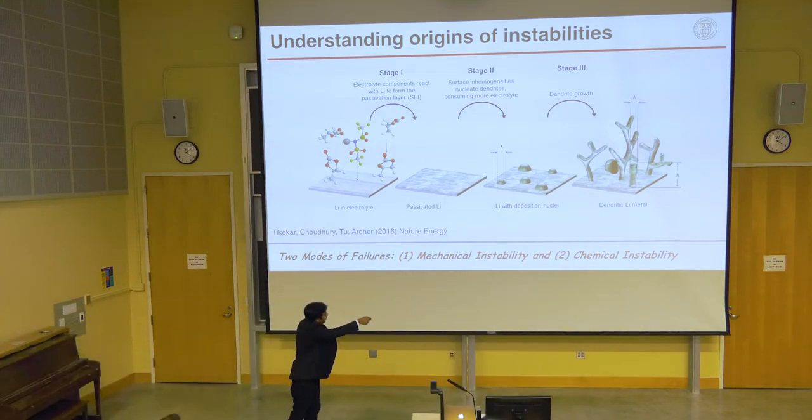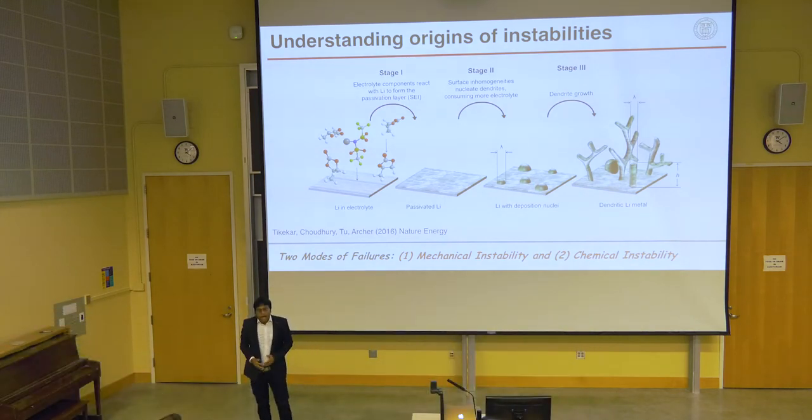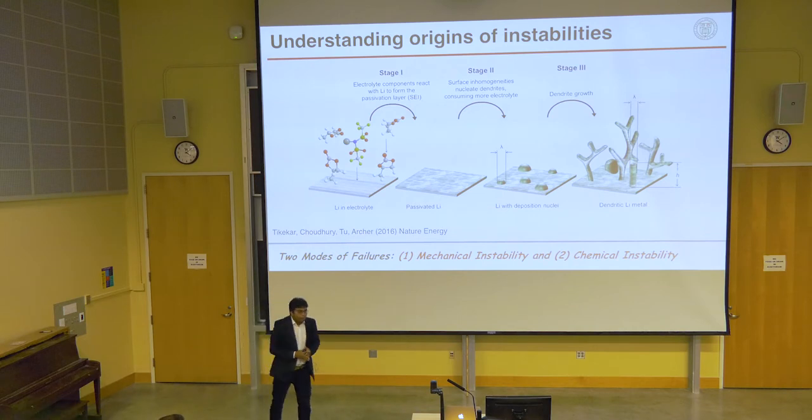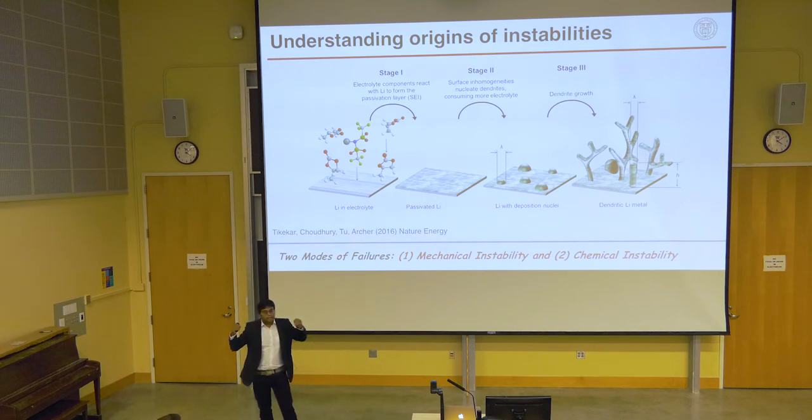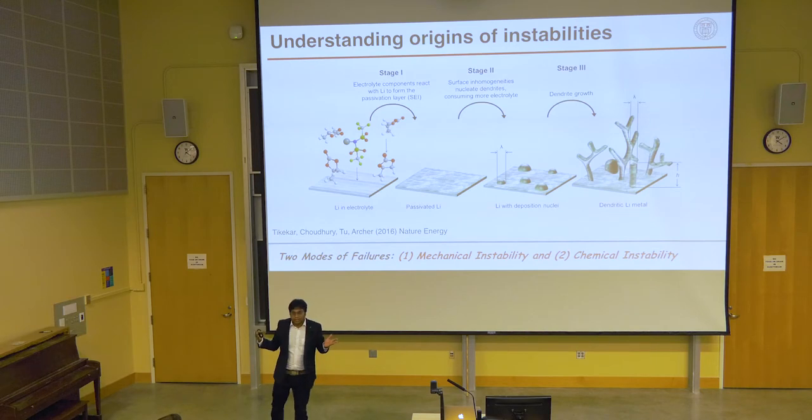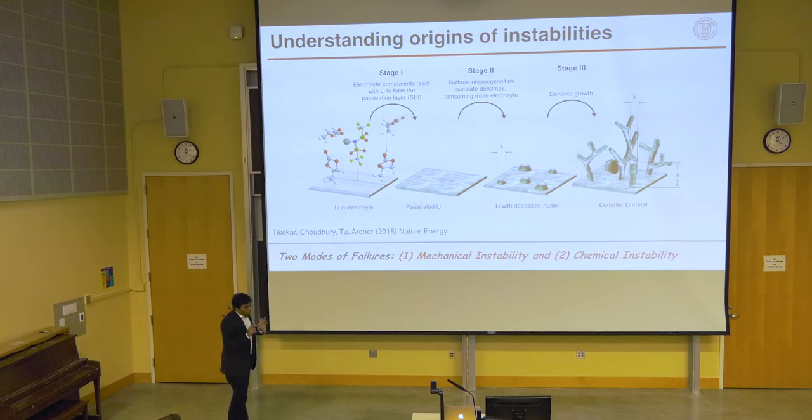form these sharp nuclei. And once these nuclei are formed, it's a cascade effect from there, because the local electric field at the tip of these nuclei is very high. So the ions tend to continuously deposit at the tip of these nuclei, and these nuclei turn into dendrites, that short the cell. Right? So overall, what I'm saying here is that there are two forms of instabilities.